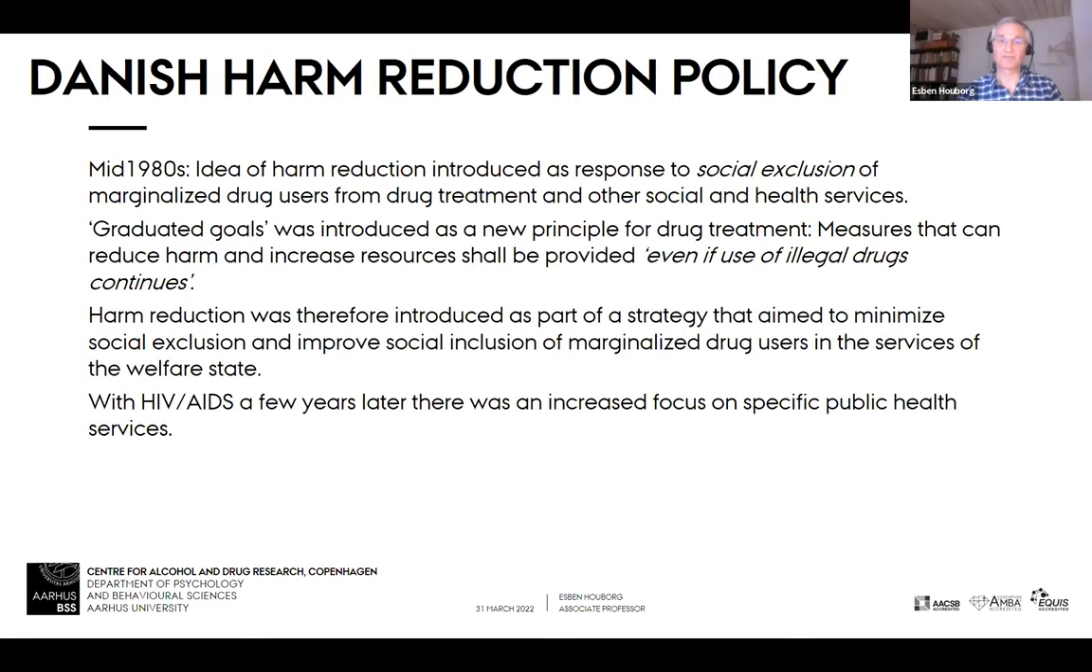The response was the introduction of what was called graduated goals, where all services that could reduce harm and increase resources should be provided to drug users, even if illegal use of drugs continued. This could range from the most basic levels, such as food and shelter, to various forms of drug treatment, including substitution treatments. So it was not just a matter of public health, but a matter of social inclusion of drug users in the services of the welfare state that started harm reduction in Denmark. Later, a few years later, when HIV and AIDS arrived, a much more explicit focus on public health was introduced.